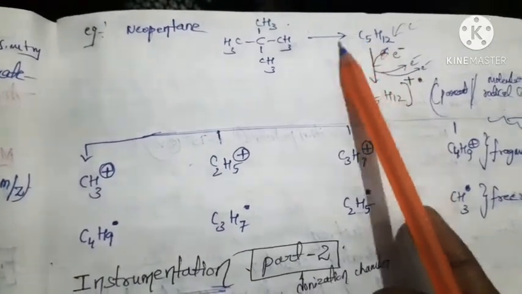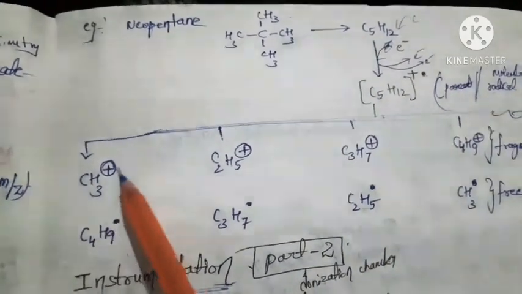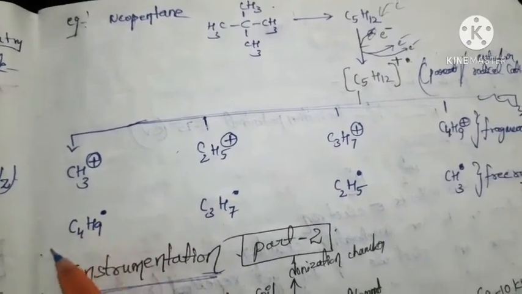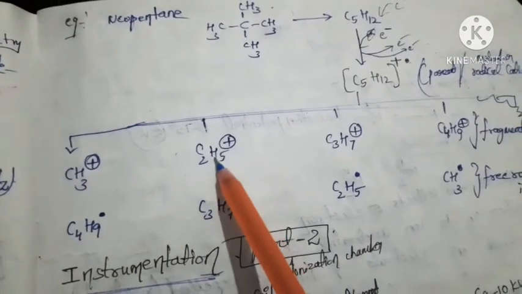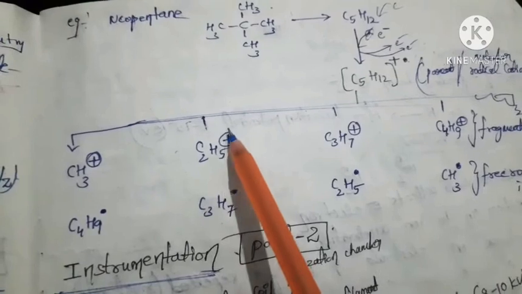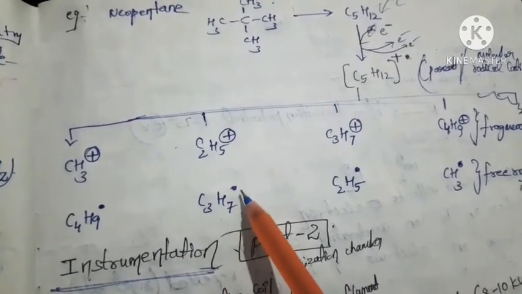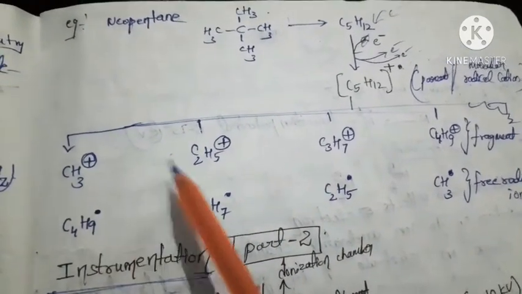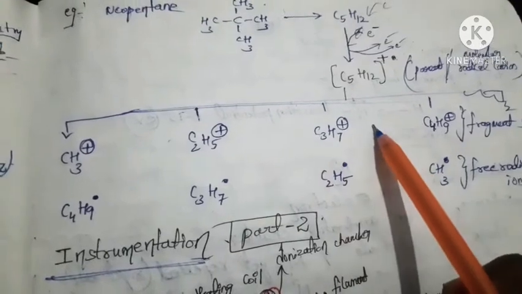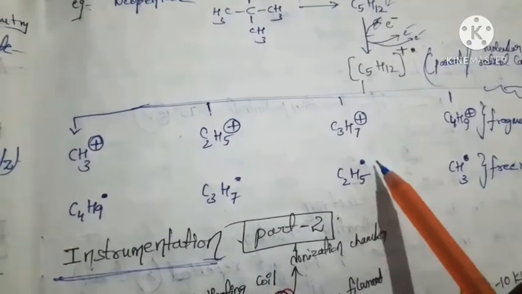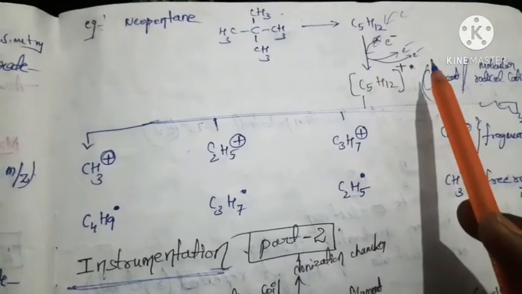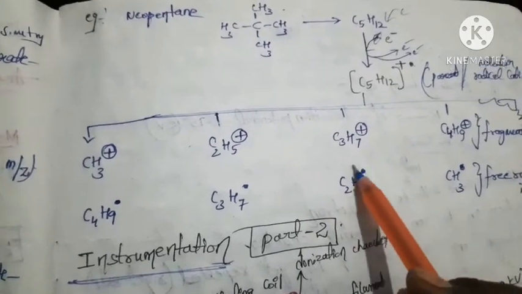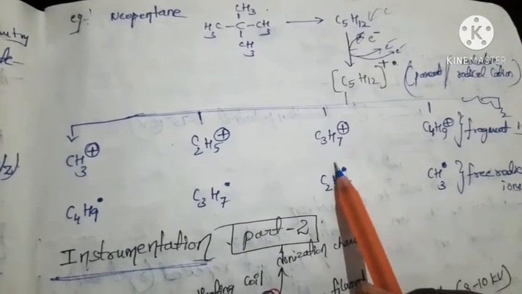In C5H12, CH3 is formed as a cation. So the remaining part will have to be formed in the manner of a radical, friends. Here, as a cation, C2H5+ is formed, so the remaining part should be in the radical form. Same here: this is a methyl cation, an ethyl cation, and this is a propyl cation. As the propyl cation is formed, the remaining part of our neopentane is ethyl, so as this is formed in the form of a cation, the remaining part should be in the form of a radical.